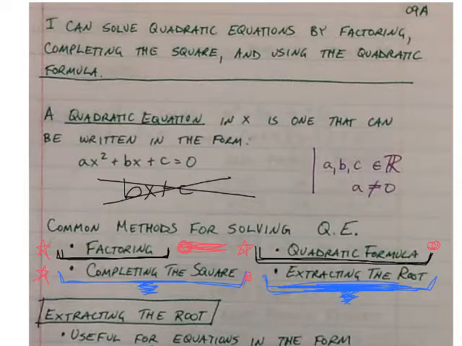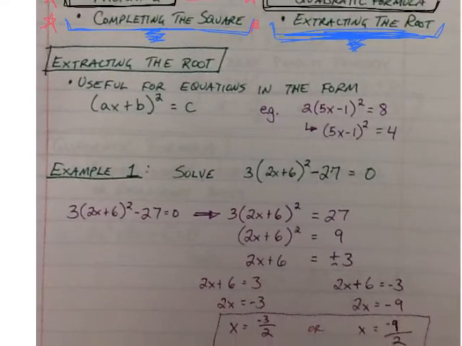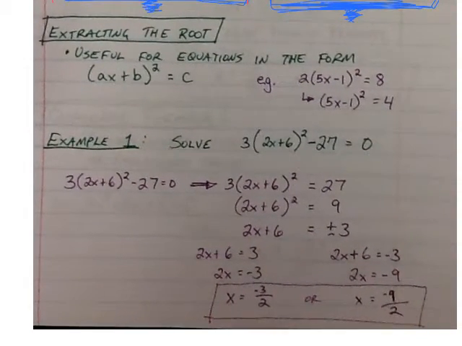So let's start with extracting the root. This is useful for equations in the form of a quantity, and we'll call that quantity ax plus b, and that quantity gets squared. So ax plus b squared is a number. I showed an example here. The 2 we can shift over to the right hand side of the equation by dividing it out and get this ax plus b quantity squared equals 4.